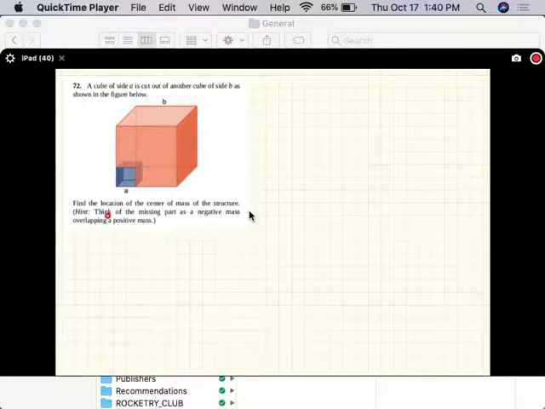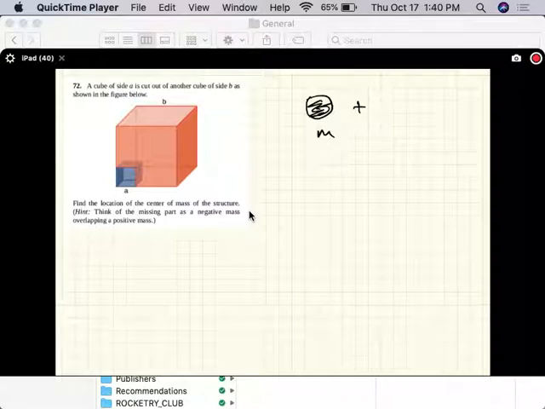Okay, let's look at the hint. They said, think of the missing part as a negative mass overlapping a positive mass. So let's understand the hint. Let's say here's a positive mass, and then on top of that you put a negative mass. What you'll have is empty space, right?